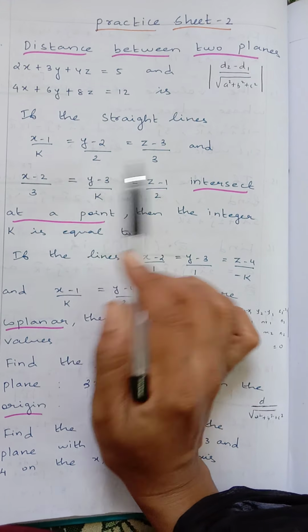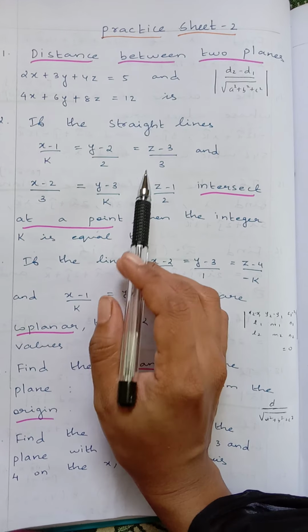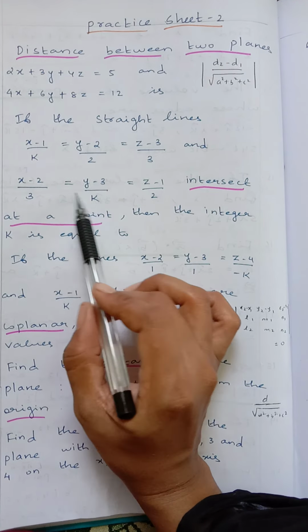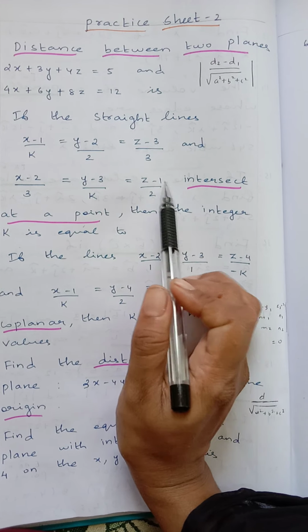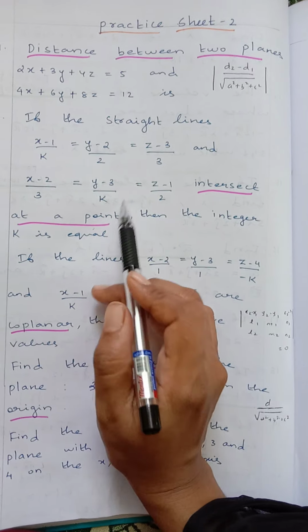If the straight lines intersect at a point, find the value of k. Okay, that is the point of intersection. First you should equate this to lambda and you should equate this to mu. Okay, that is like your 6 marks you did on intersection. Then you can equate and you can find this.